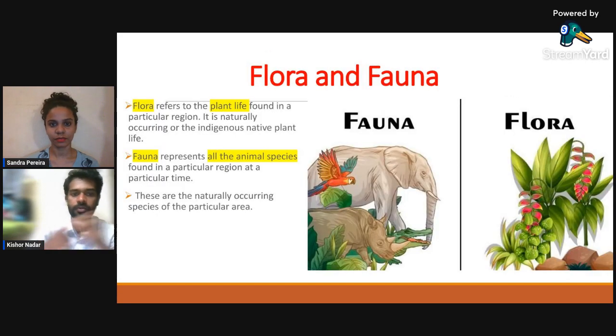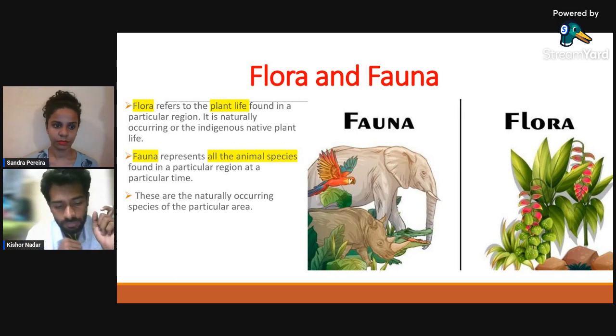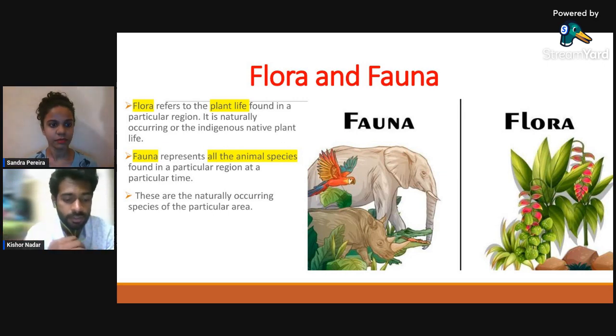So, let's classify it more and talk about flora and fauna. What's flora and fauna? Flora refers to the plant life which is found in a particular region. Flora comes from the Roman goddess of spring, also known as the goddess of flowers, especially the wild flowers which spring up in the rainy seasons. The Roman goddess was named Flora, and thereby it took the name flora.